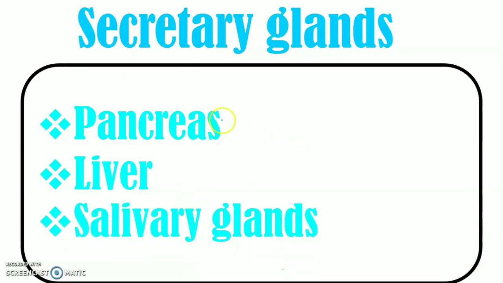So the pancreas, the liver, and the salivary glands are the three secretory glands in our body. The secretory glands help to secrete the digestive juices that are needed for digestion. So the pancreas, the liver, and the salivary glands.